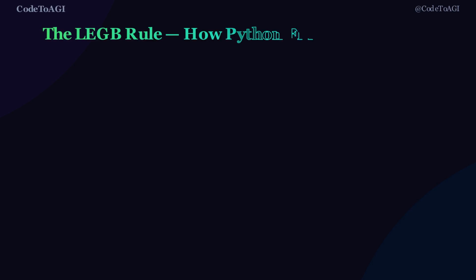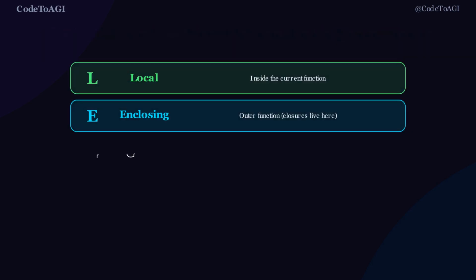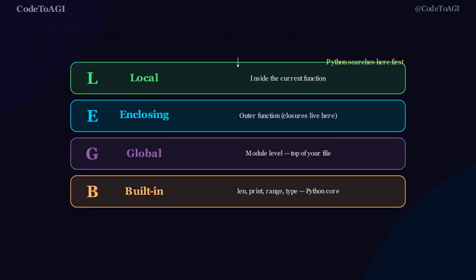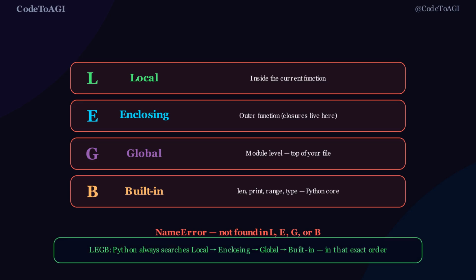Let's go. Every time Python sees a name, it searches for scopes in a fixed order. This is the LEGB rule. Local scope. The inside of the current function. Python looks here first. Enclosing scope. If the current function is nested inside another function, Python looks in the enclosing function's local scope next. This is where closures live.